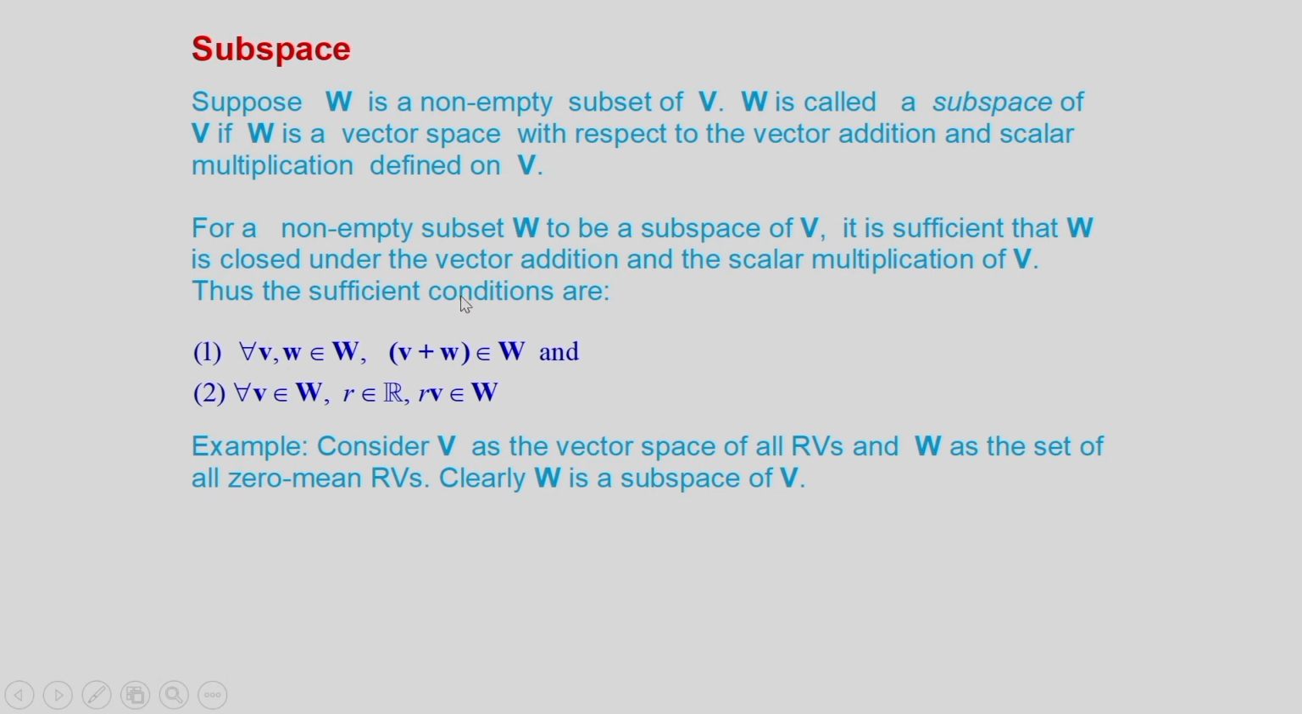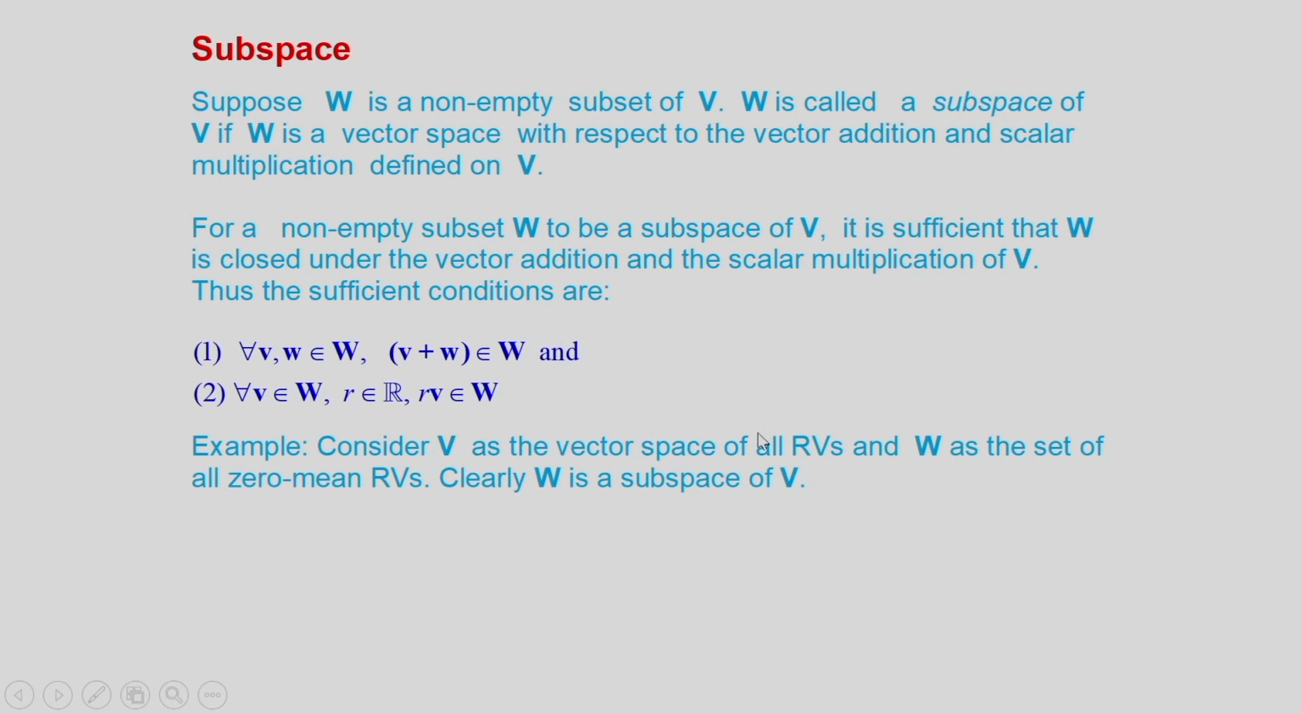Thus, the sufficient conditions are: for all v, w belonging to W, v plus w should also belong to W; and for all v belonging to W and r belonging to R, rv also belongs to W. So these are the properties needed for a subset W to be a subspace. We can show that 0 is an element of this subspace and the other properties of a vector space are satisfied by the subspace also. We will consider one example.